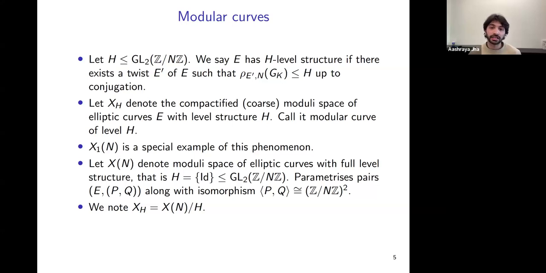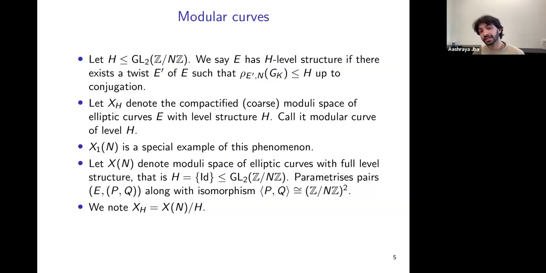Now this curve is a compact curve, X_H, and it will parameterize these elliptic curves with level structure H. I'll call it the modular curve of level H. So X_1(N), which we saw earlier, is a special example of this phenomenon. And X_N, which sometimes people call the big modular curve, corresponds to H being the identity. This parameterizes E and P and Q, which generate your N-torsion, along with an isomorphism with (Z/NZ)^2.